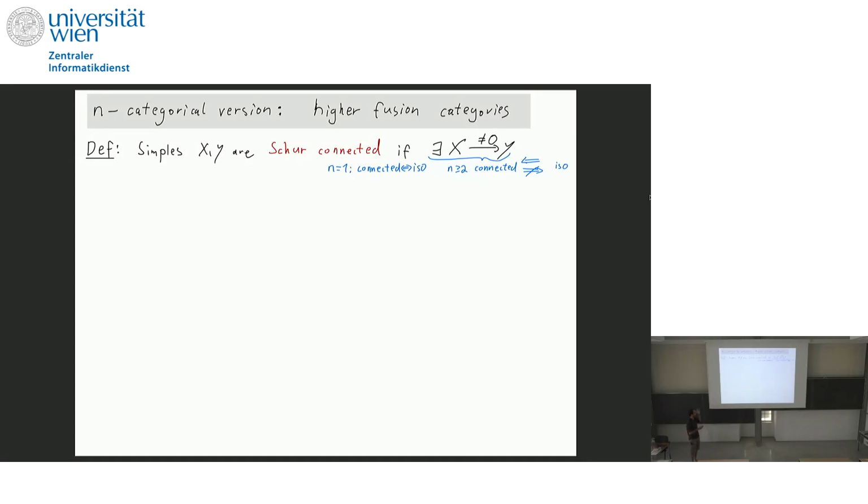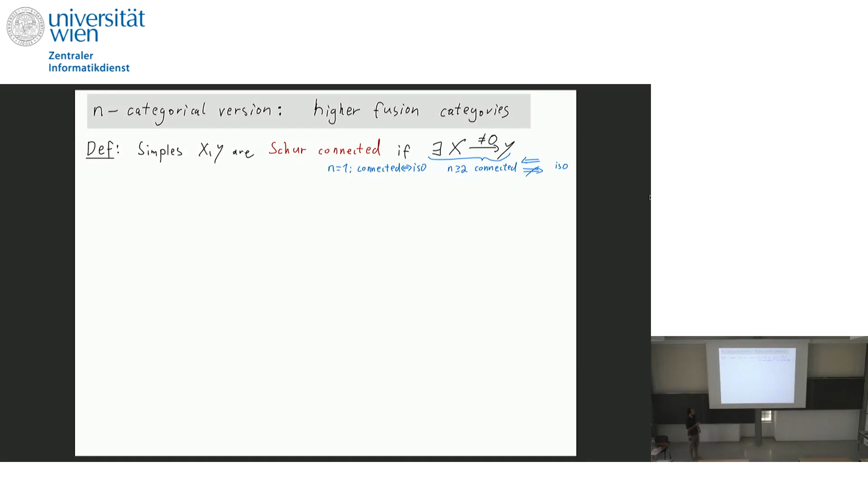So you could ask, okay, how much does such a multi-fusion n-category or a semi-simple n-category behave like a semi-simple one-category? And the first thing that happens in a semi-simple one-category is Schur's lemma, which says that if I have two objects which are simple, and if there's a non-zero morphism between them, then they're actually isomorphic. Okay? And already in the semi-simple two-categories, this doesn't work anymore.